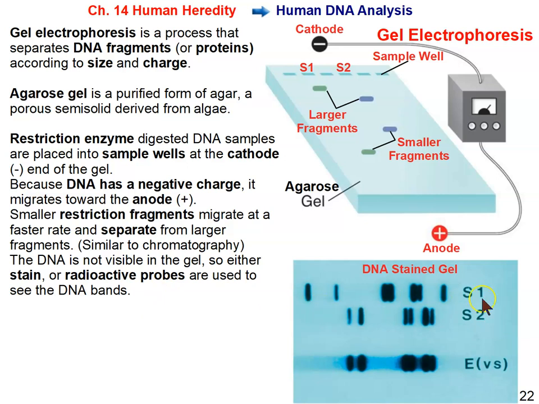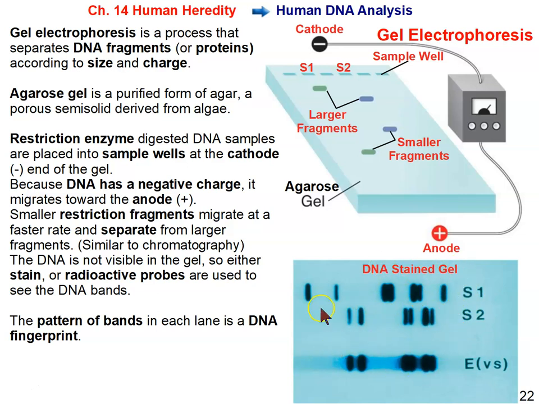In this scenario, what we're looking at here is an actual result in a stained gel. So this gel's been stained, and that's why it's a blue stain. So the gel itself takes on a bluish tint, but the DNA is what gets stained very dark because the stain actually binds to the DNA. And it's this pattern of bands on the gel that is the DNA fingerprint.